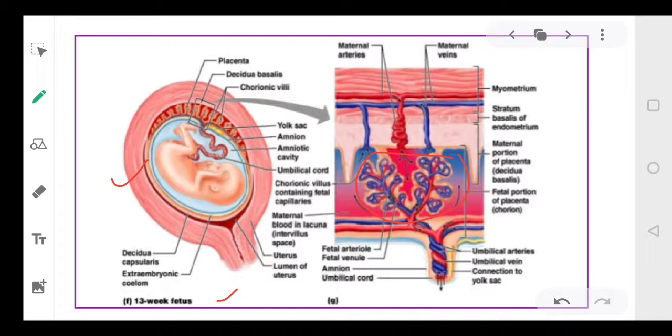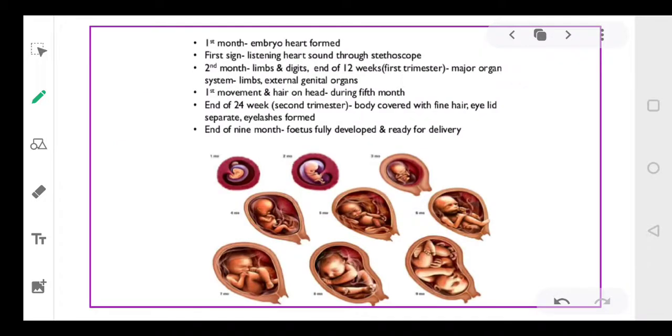Yes. So this is how the growth of a child occurs inside the womb of the mother's body, right? This is your umbilical cord, which is there. During the first month of the pregnancy, the first organ that is formed is your heart. The heart is formed first, right? And you can listen to the heart through your stethoscope. The beating of the heart can be listened to.